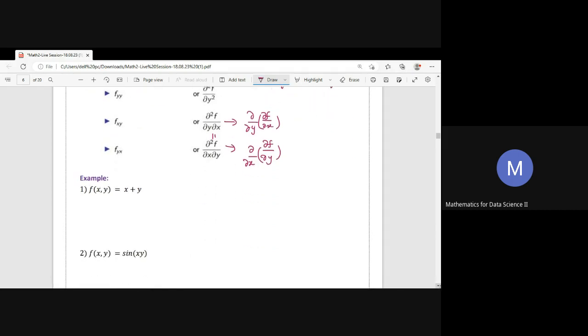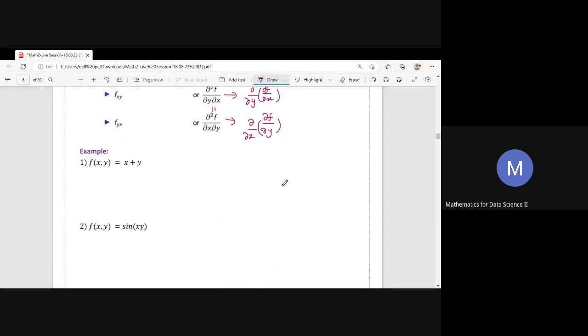Okay, fine. So let us start from some very basic examples. f of x comma y equal to x plus y. What is the partial derivative with respect to x? 1. And with respect to xx, you are again differentiating with respect to x, so it will become 0.